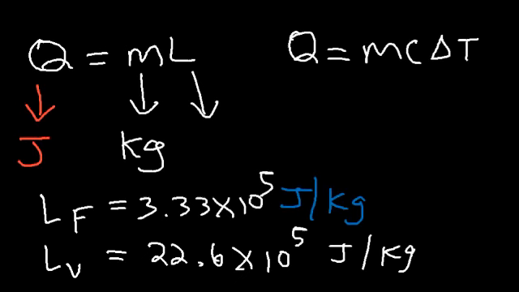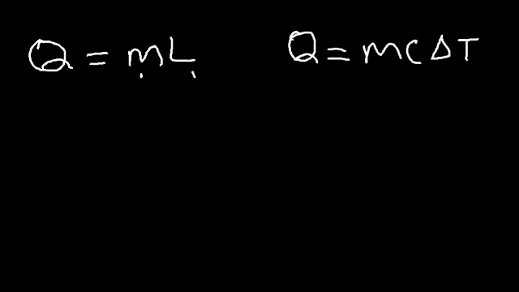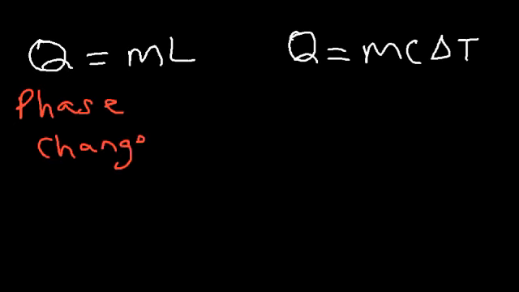Now, what about the other equation? Q equals mc delta T. When should we use that? So you only want to use the first equation whenever you have a phase change. Whenever a solid melts into a liquid, or whenever a liquid vaporizes into a gas, or vice versa. The gas could condense back into a liquid, or the liquid could freeze back into a solid. But for the equation on the right, you want to use it whenever there's a temperature change. So if the temperature goes up or goes down, you want to use it.